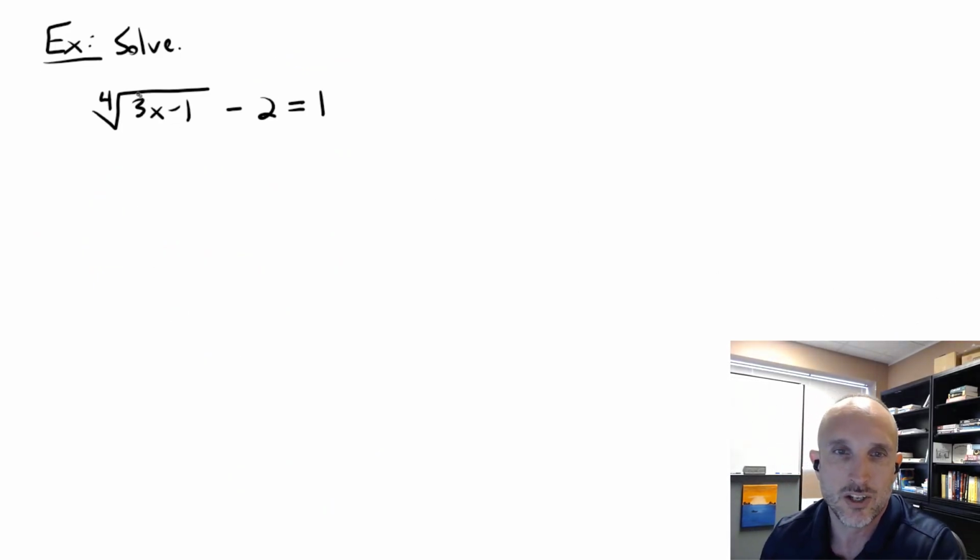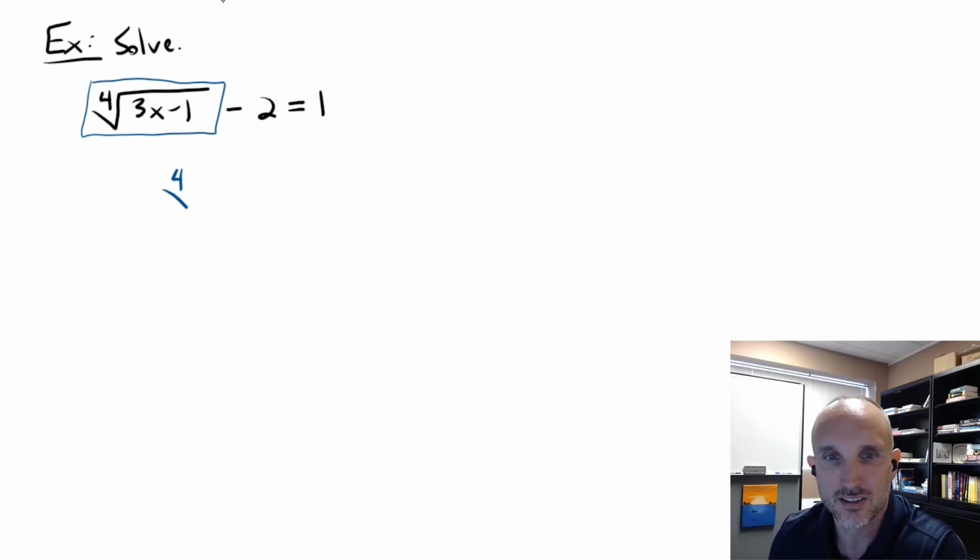Let's solve the equation. The fourth root of 3x minus 1 minus 2 equals 1. And I'm going to take my same advice. I want this strange looking guy by himself first. So I'm going to add 2 to both sides. And just as a side note, the way we read this is the fourth root of 3x minus 1. We don't call it the fourth square root. This is not a square root, it's a fourth root. If I add the 2 over, I get 3.